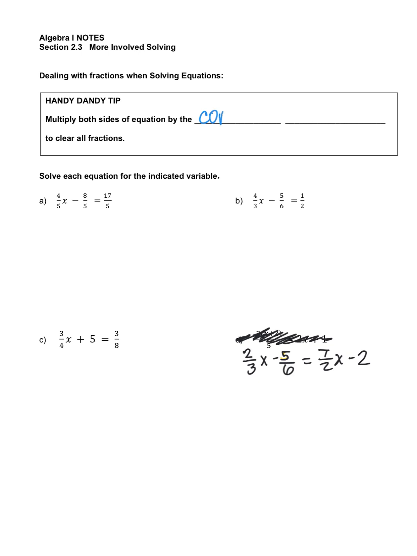So, common denominator. Hopefully you remember this from your previous math courses, but you will multiply both sides of the equation by the common denominator to clear all fractions. Let's go ahead and do a little review of that. You're going to solve each equation for the indicated variable.